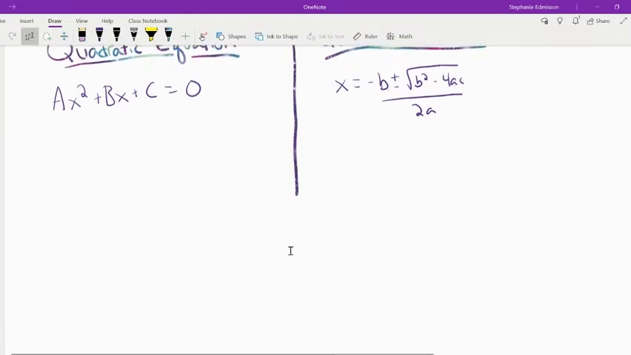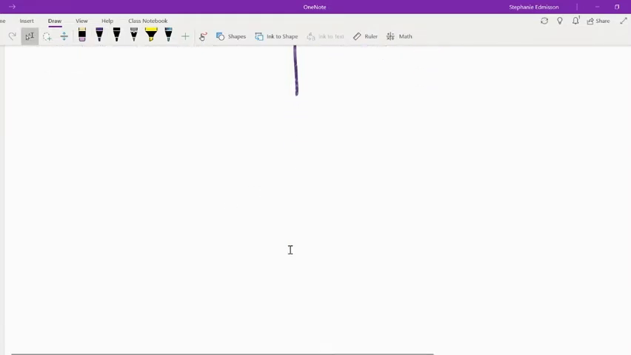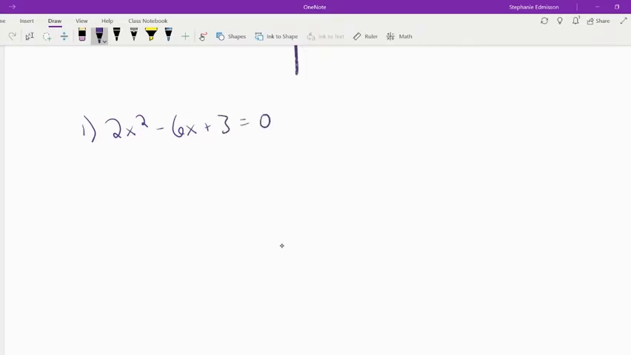So first example, we've got the quadratic equation 2x squared minus 6x plus 3 equals 0. Okay, we can see that it's not going to be solved by factoring, and it's also not a 1 x term. We have 2 x's, so let's do the quadratic formula.